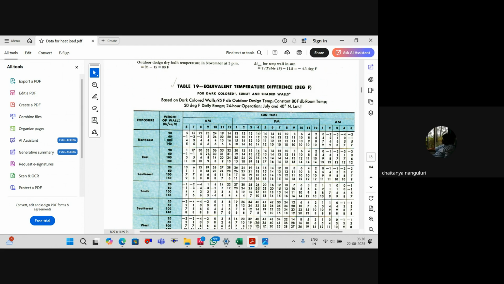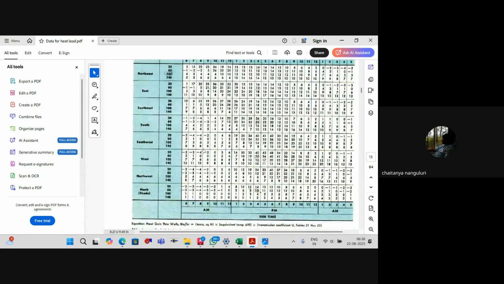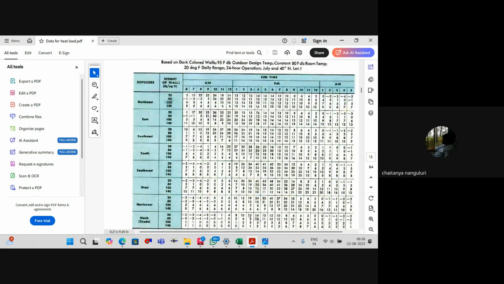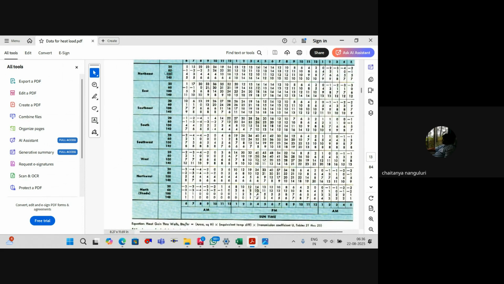And what is the worst case? What time is the worst? It will be 4 p.m. right? So what we have to do is consider the direction, north. North 4 p.m. we'll take. So this is your 4 p.m. north. And this value is 10 and 4. For 100, the value is 4. For 60, the value is 10. You agree?